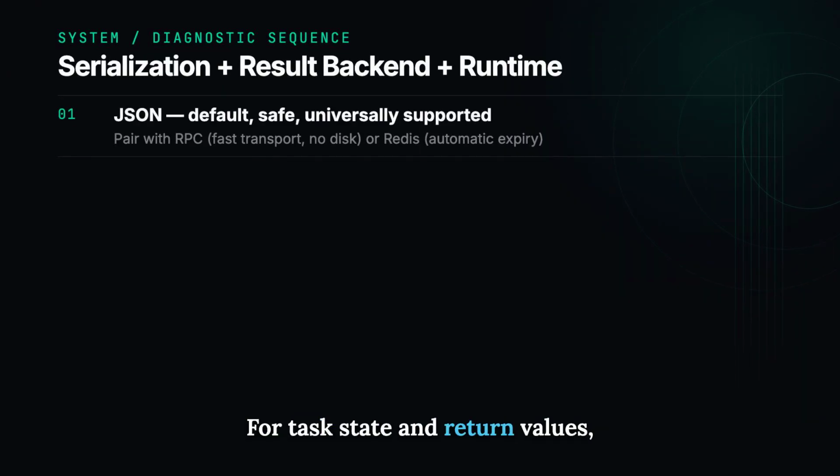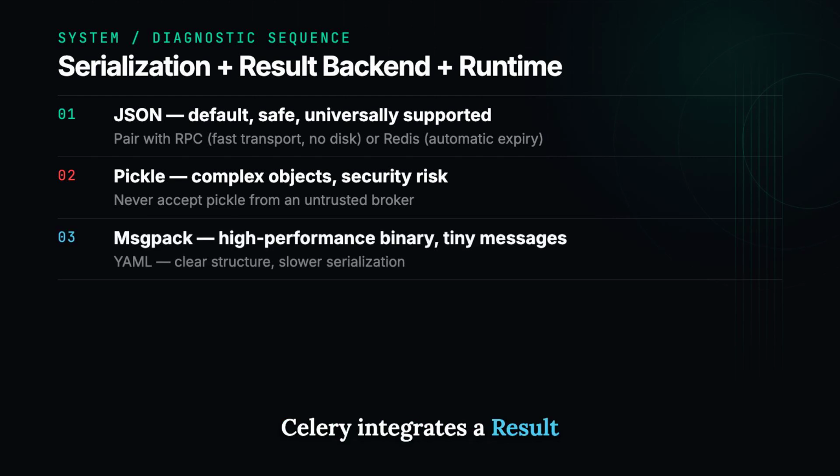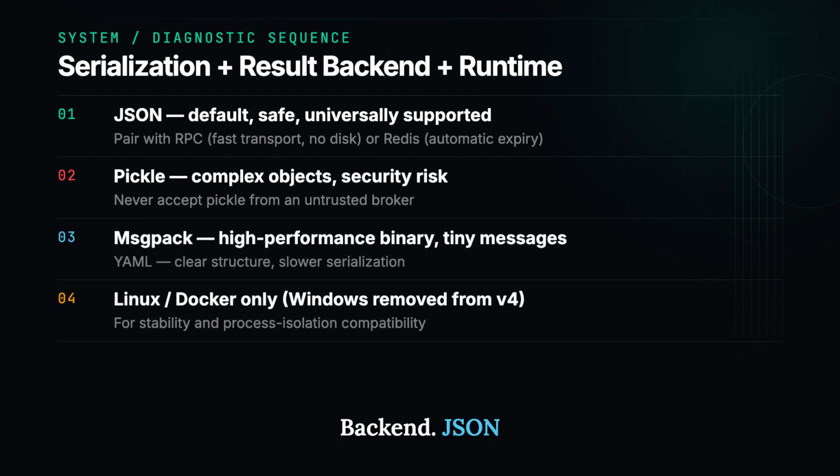For task state and return values, Celery integrates a result backend. JSON is the recommended default for safety and broad support. Pickle supports complex objects but introduces security risks. MessagePack offers high-performance binary serialization with very small messages. YAML provides clear structure but slower serialization.